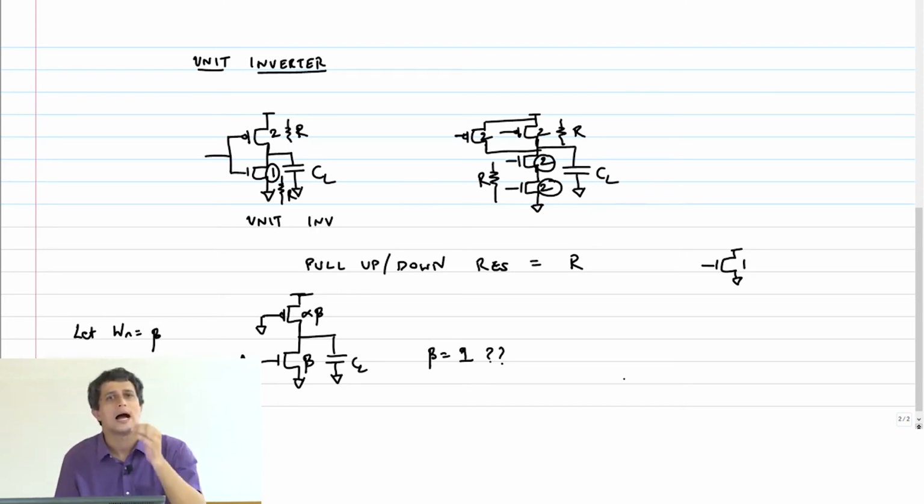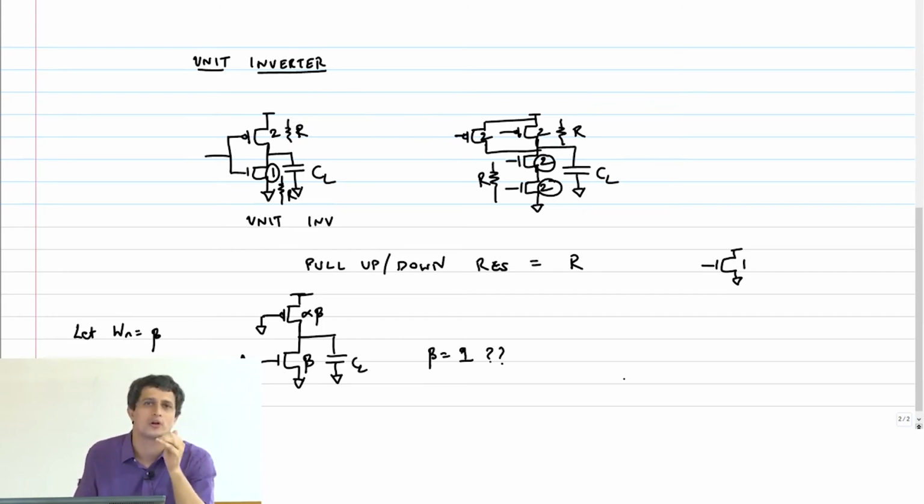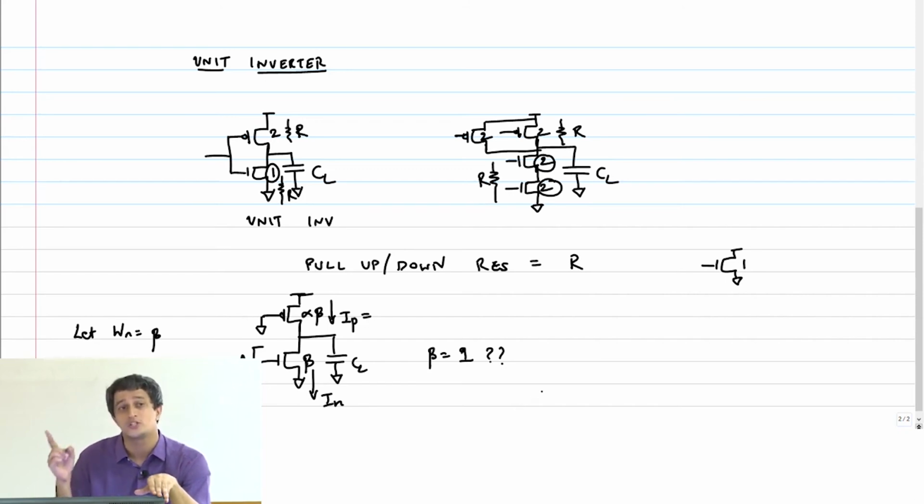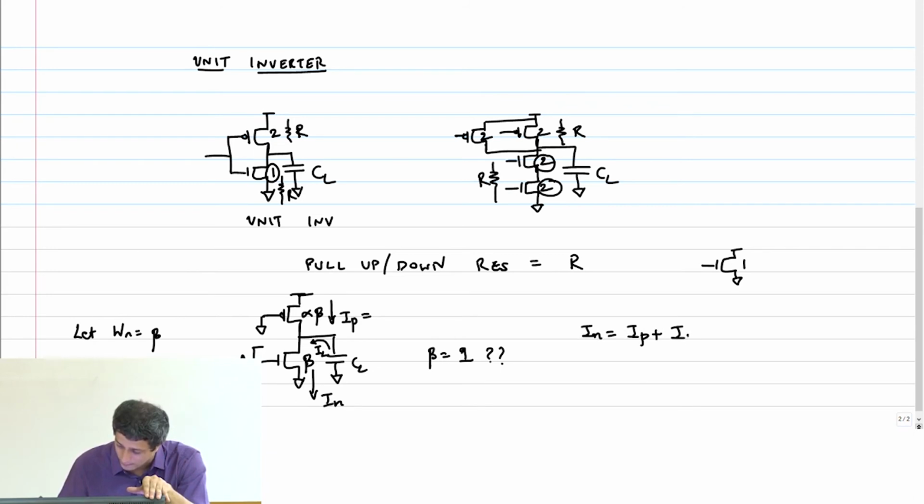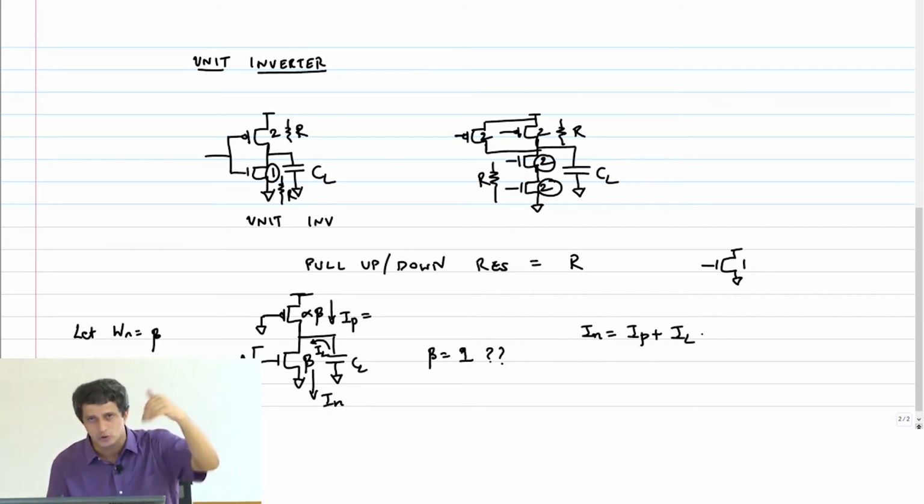In the pull-down case, I have some current which is coming from my PMOS transistor always. So if my input instantaneously went from 0 to 1, then there is a current IP coming from the PMOS transistor, and there is a current which is going to flow to the NMOS transistor, IN. What is going to be available to discharge the load capacitor? IN minus IP. So I have to look at what this current is. Clearly, IN equals IP plus IL. So there is a fake current which is coming from the PMOS transistor which is going through the NMOS as well, but that is not serving the purpose of discharging my load capacitor.